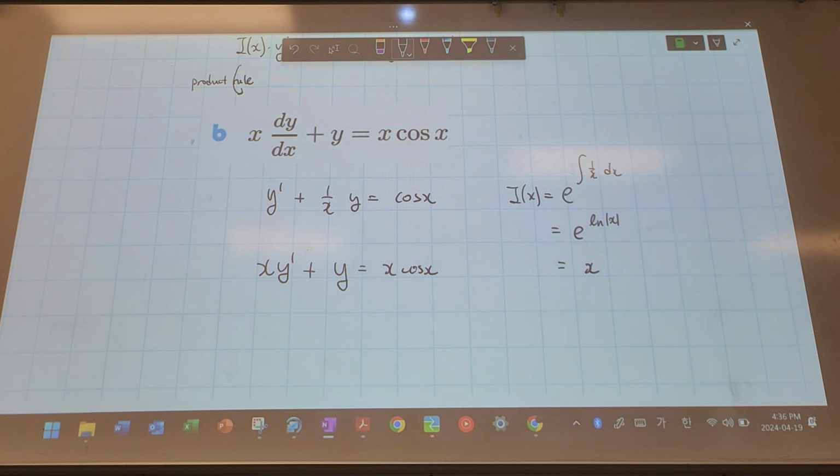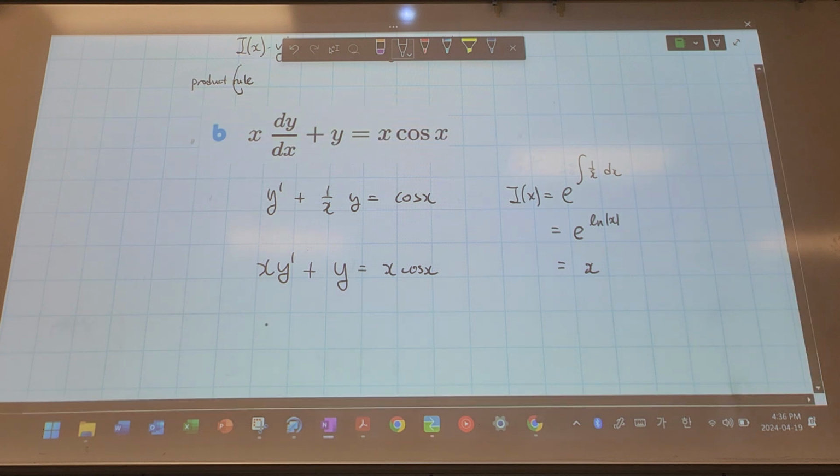So remember that the left-hand side, we know that we should be able to represent this as a product rule of something. So it means that we should be able to say that this is d over dx of something. Can you imagine what that would be? You can say, hey, d over dx of xy is going to result in xy prime plus y.